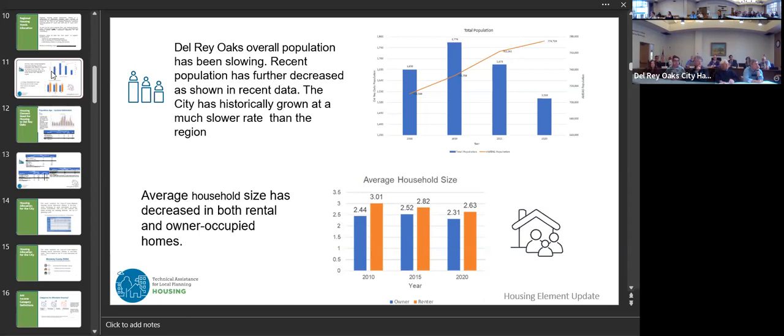The household size changes periodically over time, but there's a decrease in size over the years as well. Next slide.